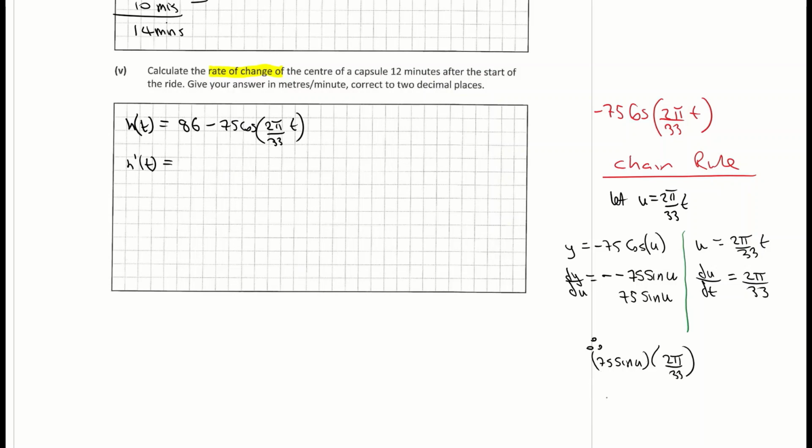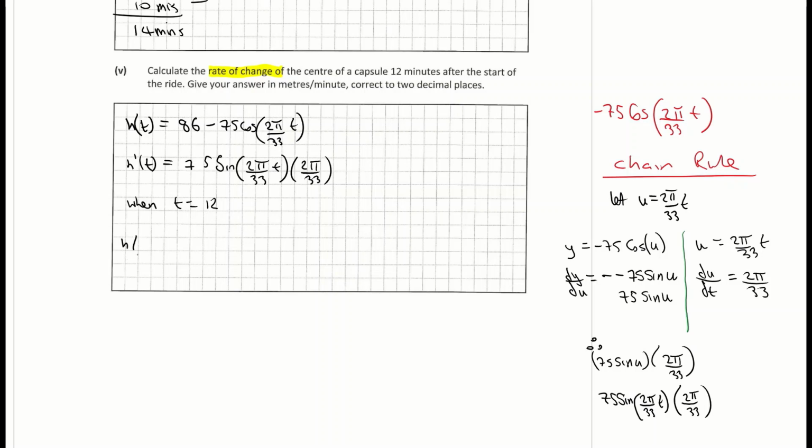And don't forget at this stage to sub back in your value for u. So it's 75 sine of u, which is 2 pi over 33t, and multiply that by 2 pi over 33. So that's my derivative. So coming back over and filling that in, h dash of t is equal to 75 sine of 2 pi over 33t multiplied by 2 pi over 33. And that's my derivative. Now we need to solve it when t is equal to 12.